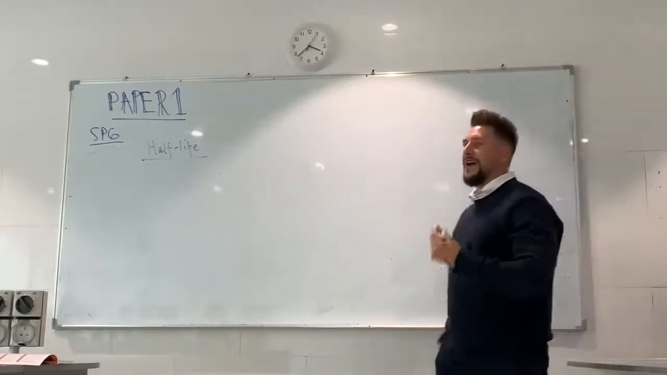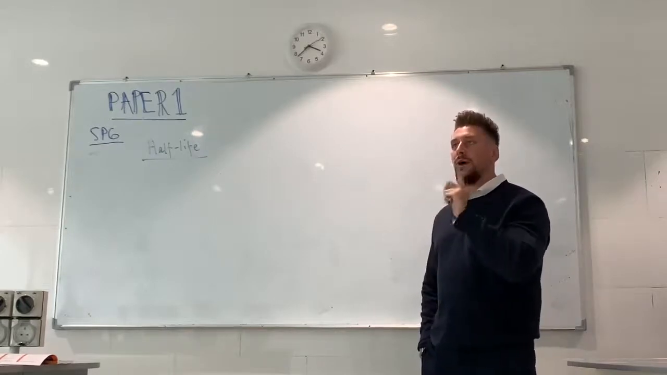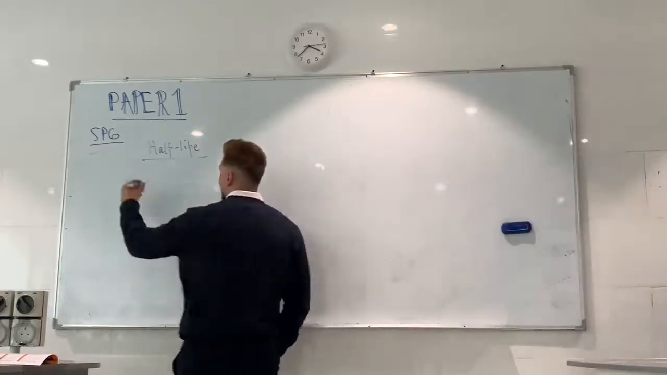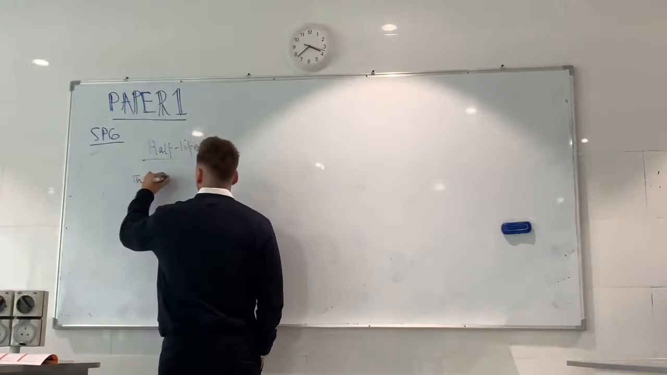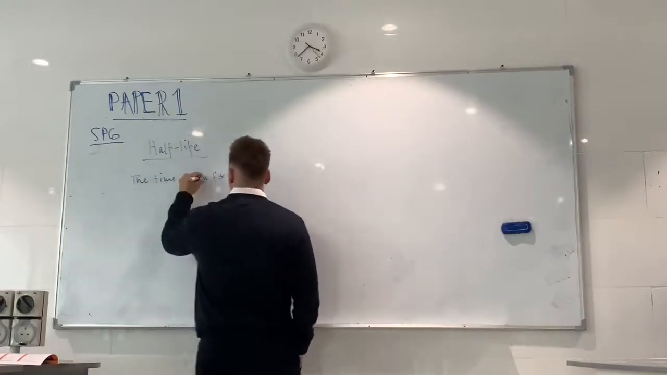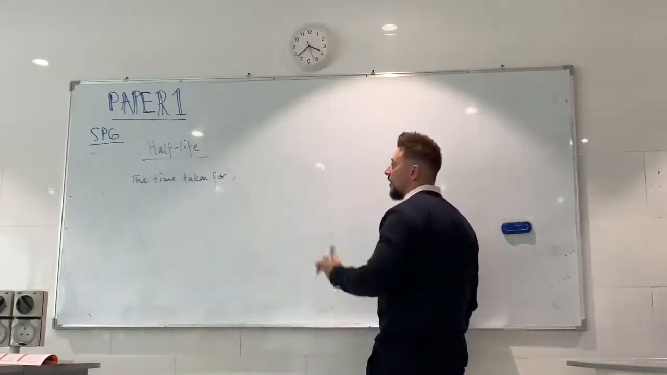First and foremost, you have to be able to write a definition for what is half-life. One mark in the exam. Yeah? What is half-life? You have three ways you can write this. It is the time taken for. Okay? That part is the same for everything. Now I'm going to write three different sections.